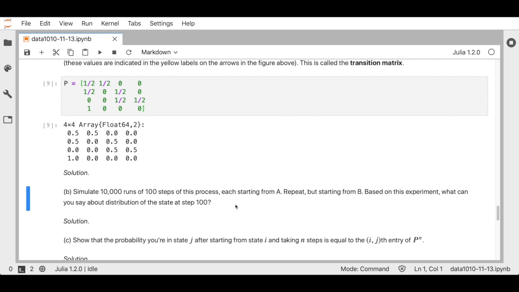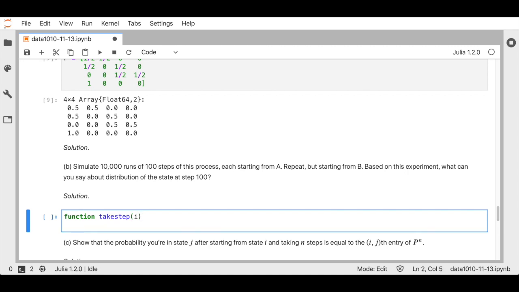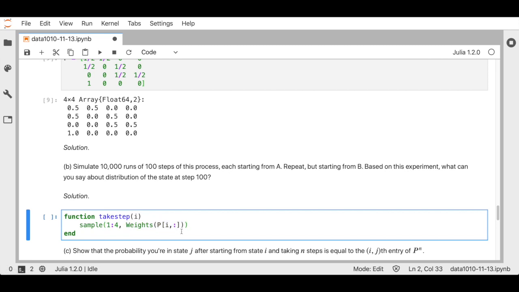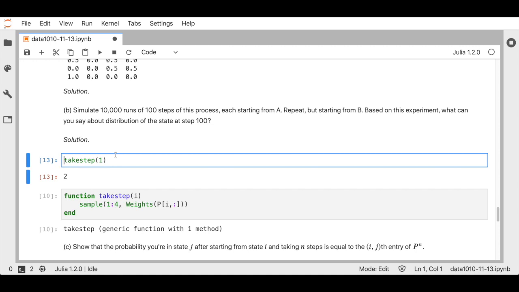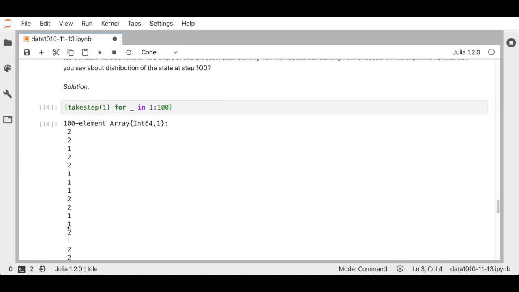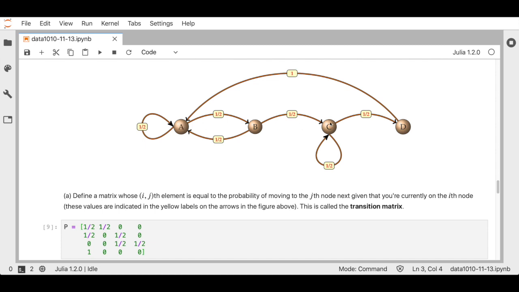Does it seem like it should matter whether you started at A or started at B after you've taken 100 steps? We'll start by defining a function called takeStep, which starts from a particular node I, which might be 1, 2, 3, or 4, and then it chooses the next node based on that particular row of the transition matrix. So we'll sample from 1 to 4 with weights given by those entries of P. So for example, if we take a step from 1, we step to 2 sometimes, other times we step to 1, we never step to 3 or 4 because there's not an arrow connecting 1 to either 3 or 4.